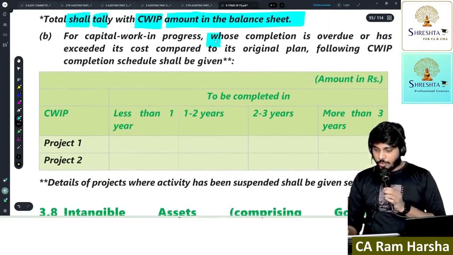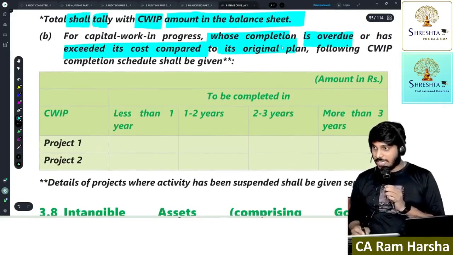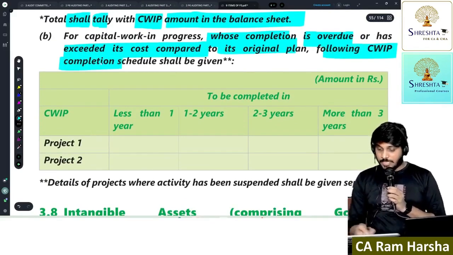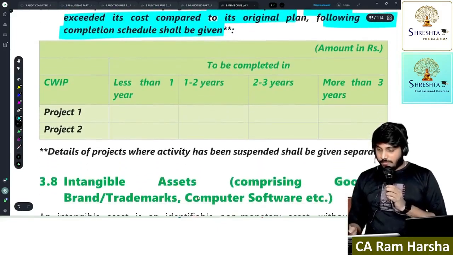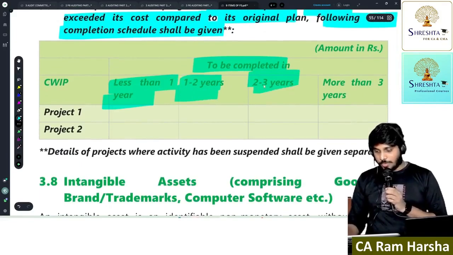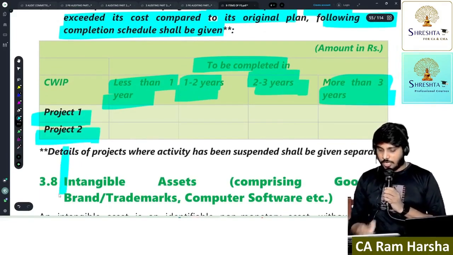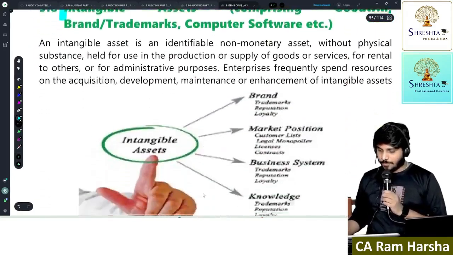Suppose the work in progress completion is overdue or has exceeded its cost compared to the original plan, then the company shall disclose the following: when it has to be completed, in 1 to 2 years, 2 to 3 years, more than 3 years, project 1, project 2. Likewise you need to disclose.